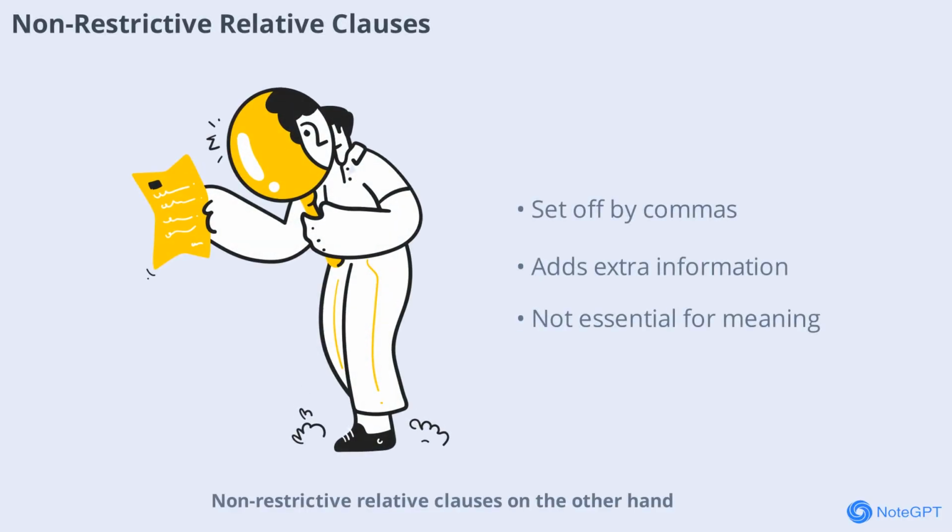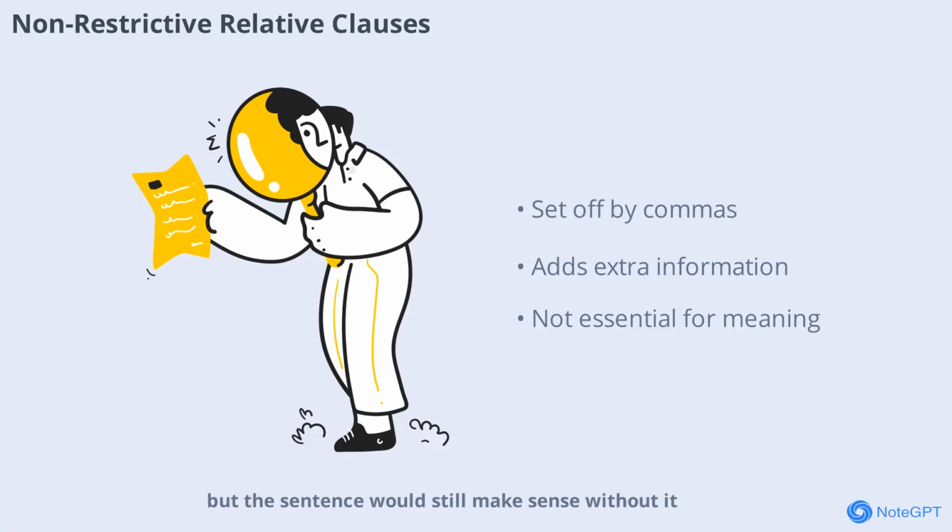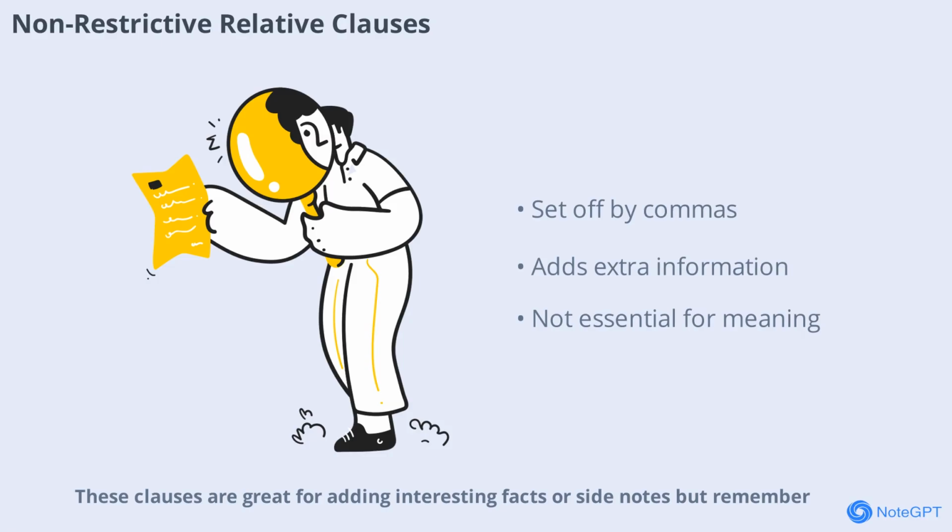Non-restrictive relative clauses, on the other hand, give us extra information about a noun that's already clear. For instance, "Paris, where I want to live, is the most beautiful city in the world." Here, "where I want to live" just adds more detail about Paris, but the sentence would still make sense without it. Paris is the most beautiful city in the world. Non-restrictive clauses are always set off by commas, and only where and when can introduce them, not why. These clauses are great for adding interesting facts or side notes, but remember, they're not essential for understanding the main point of the sentence.